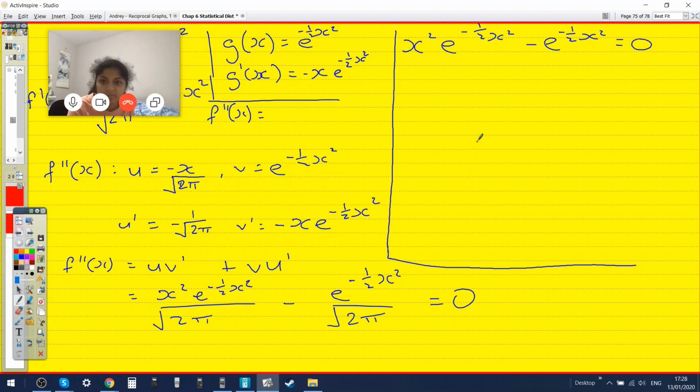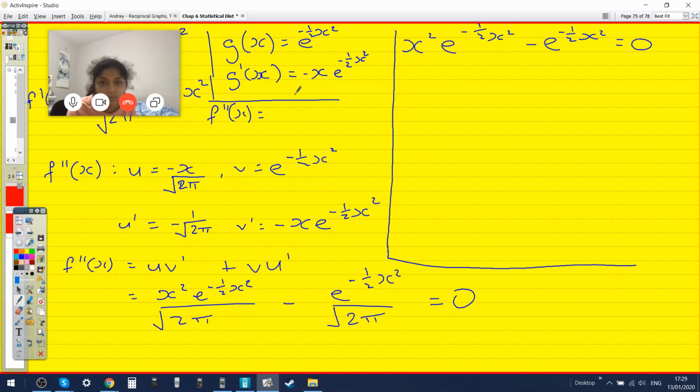So that means you can make them equal. You could do x squared e to the power of minus half x squared is equal to e to the power of minus half x squared. What would you do after that? You could divide by e to the power of minus half x squared. The reason why you don't do that is because if you divide by x, you lose that x answer. So those x's turn into 1.